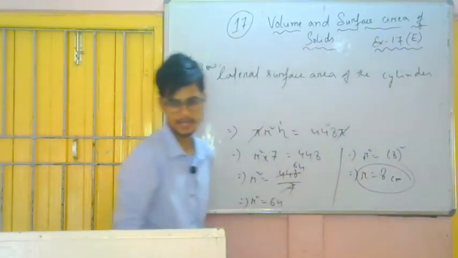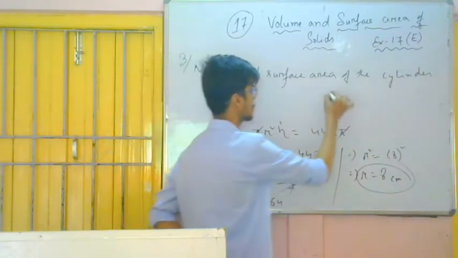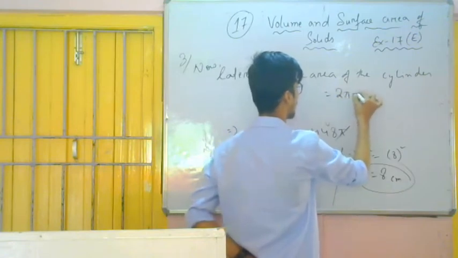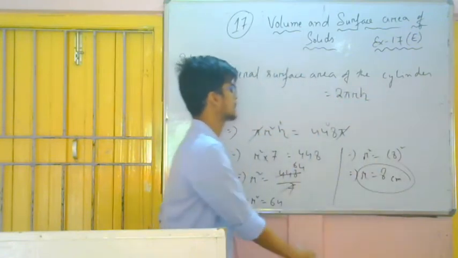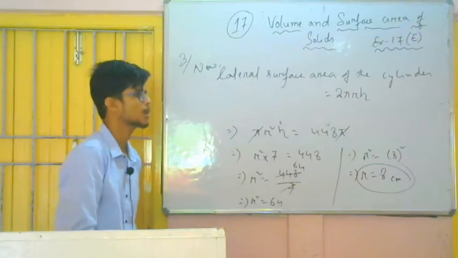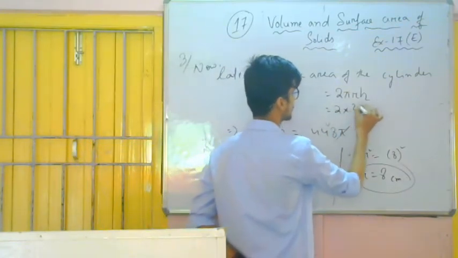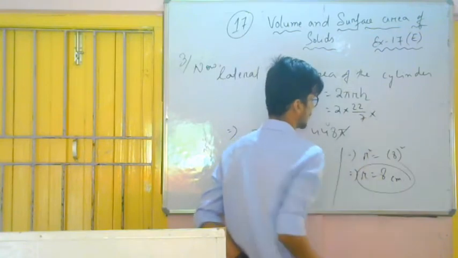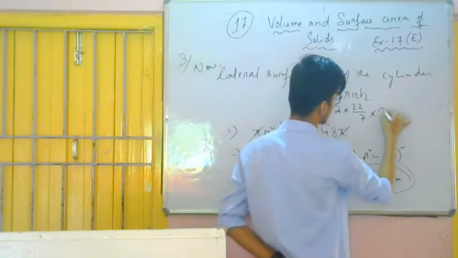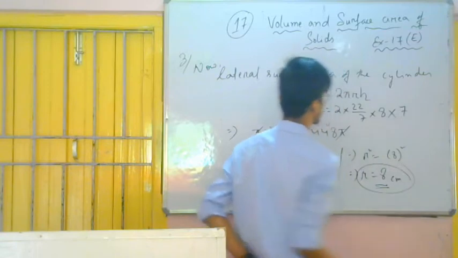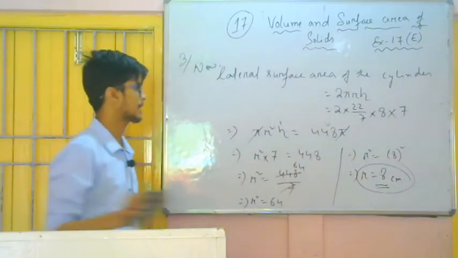Lateral surface area of the cylinder equals 2 pi r h. 2 pi, it is 22 by 7, radius just now we have got it is 8, and height it is given 7. 2 pi r h.